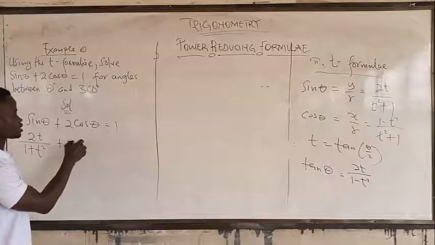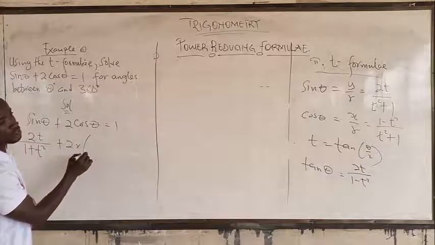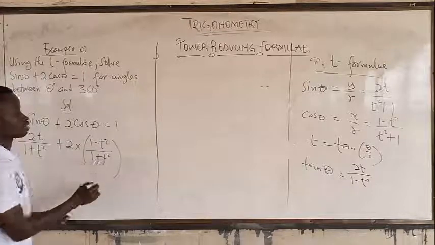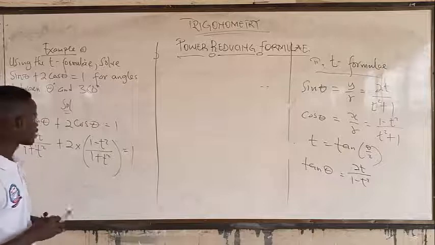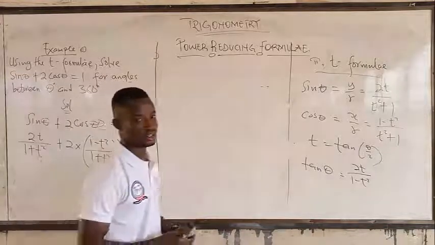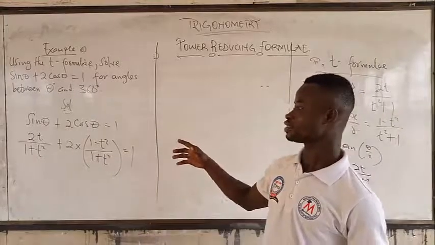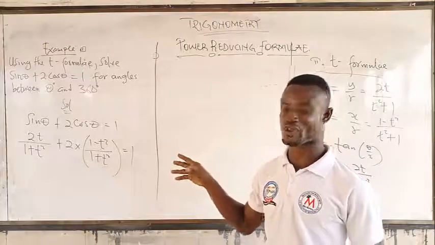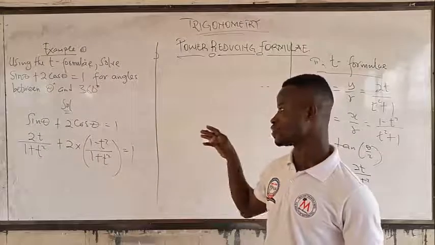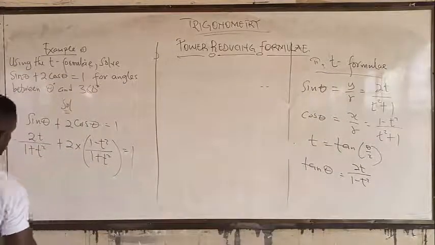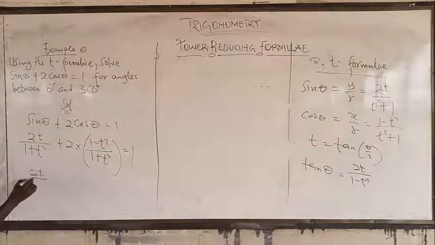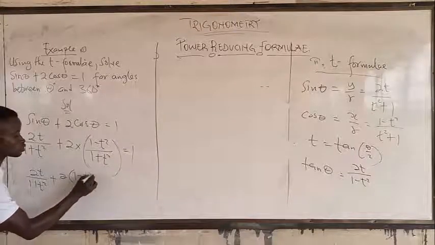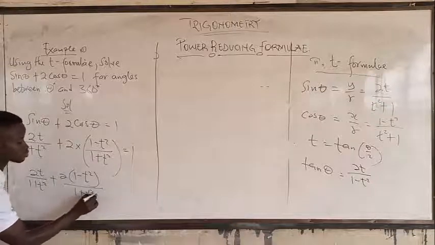And we know that cos is 1 minus t squared over 1 plus t squared, is equal to 1. Very good. So you can see what is on the board. This is just algebra. So when you perform the algebra, then you end up getting a quadratic equation. Alright. So looking at this equation, let's move one step. Here 2t over 1 plus t squared plus 2 multiplying 1 minus t squared over 1 plus t squared equals 1.